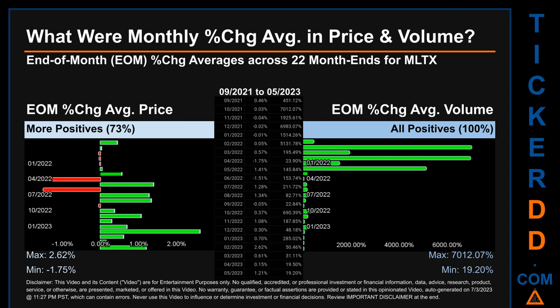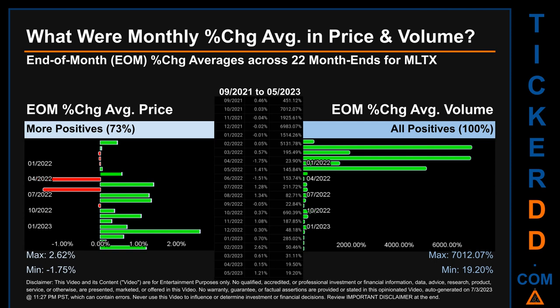What were end-of-month percentage change averages in price and volume for MLTX? The monthly average of percentage change in price and in volume were calculated for each of the 22 month ends. That calculation took daily percentage changes and averaged them for each given month. If a month end came out negative, then it means that the month summarily saw a negative change.